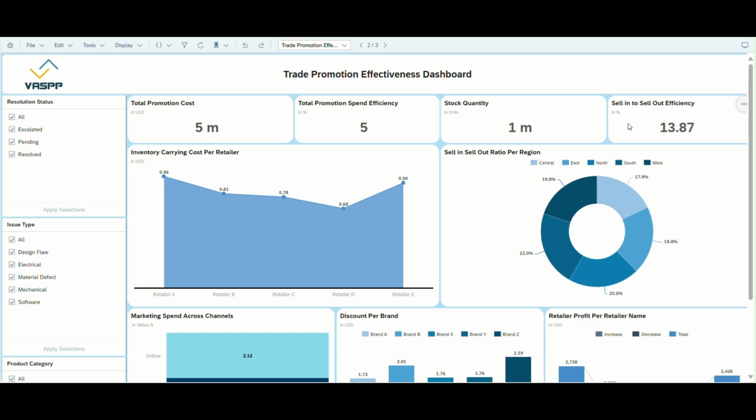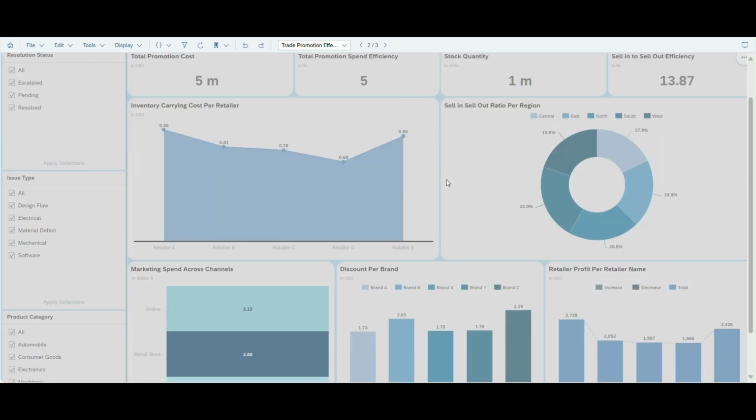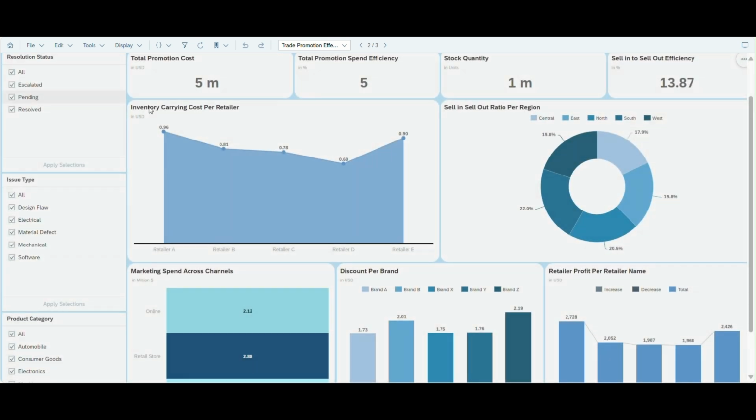Let's move below into the visual intelligence. We start with a map of inventory carrying costs by retailer. For supply chain leaders, this is gold. It tells you where inventory is stagnating and where it's flowing. A high carrying cost in one retailer may indicate overstock or slow demand. This allows for regional recalibration: shift inventory, reroute promotions, cut losses early.